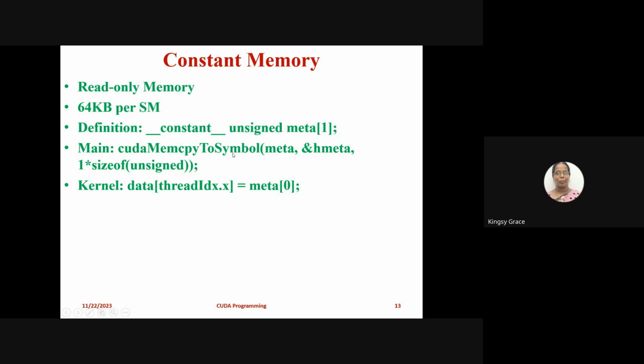Some other memory copy statement is available, that is cudaMemcpyToSymbol, meta, h_meta, 1 into size of unsigned, because we are having only one data meta of 1. Okay, so 1 into size of unsigned, this is the size of the constant data. So likewise you can allocate memory space in GPU.